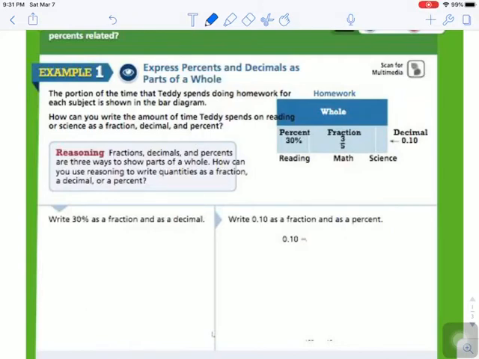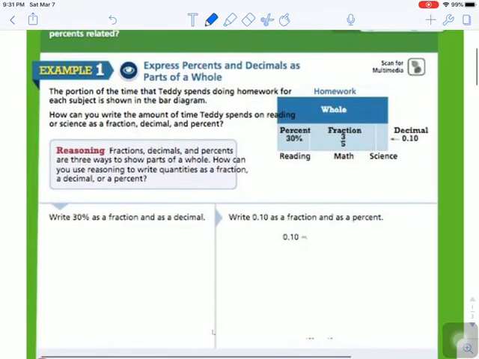Okay, so we are going to be jumping into our second lesson today, which is all about how to express percents and decimals as parts of a whole. So whenever we talk about percents, fractions, or decimals, these are always just parts of a whole.